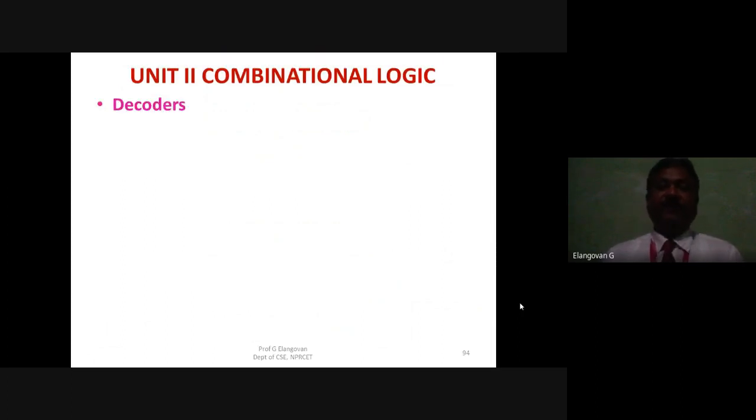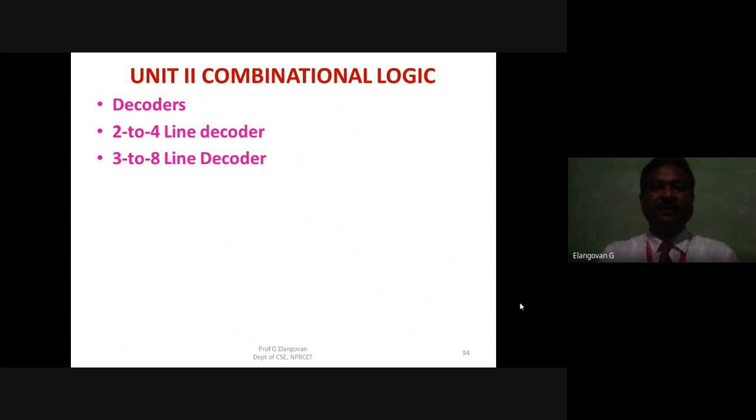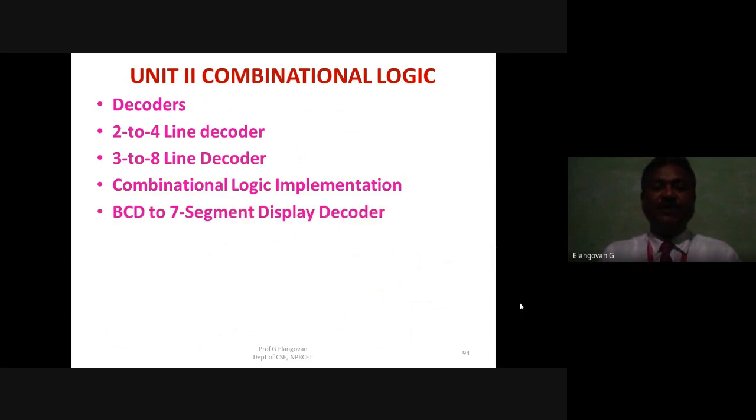Today, we are going to discuss decoders. So the purpose of decoder we are going to discuss and the variants in decoders, 2 to 4 line decoders and 3 to 8 line decoders, and combinational logic implementation from the decoders, and one of the special decoders, BCD to 7 segment display decoders. These are the things you will be understanding by the end of this video session.